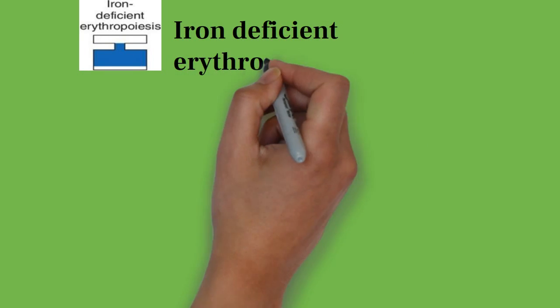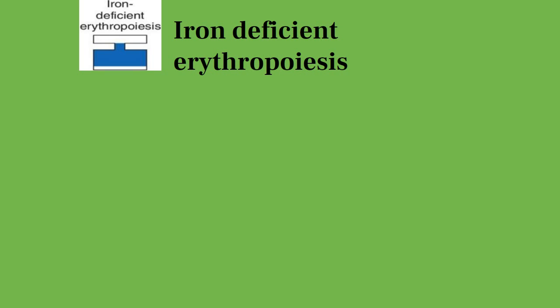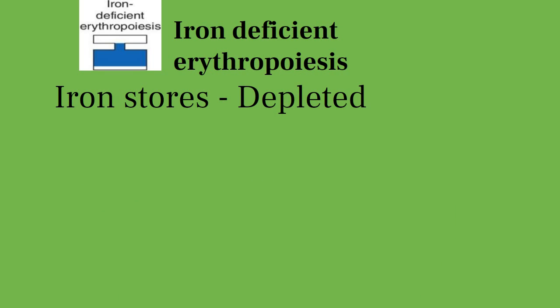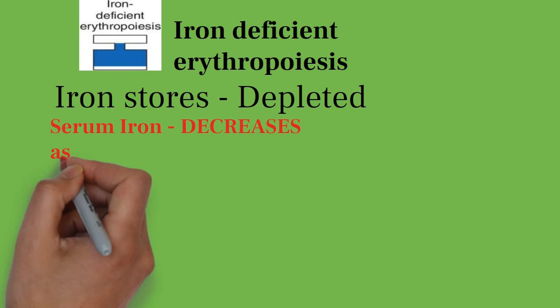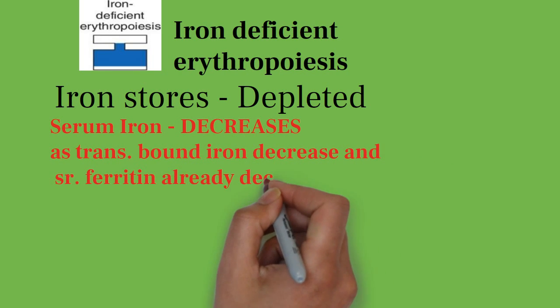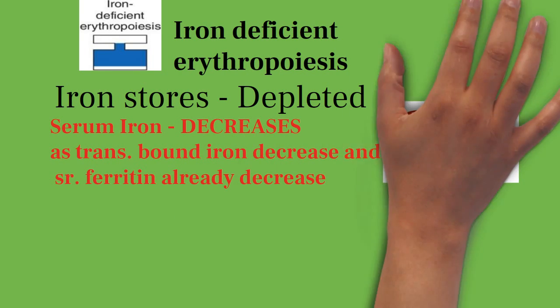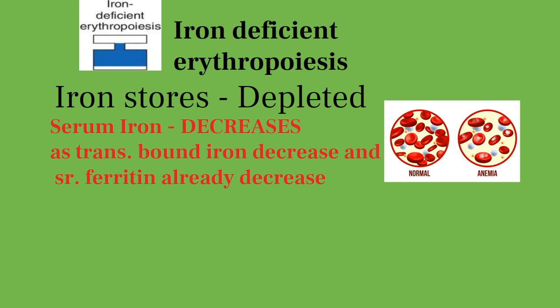Next stage is iron deficient erythropoiesis. So in this stage, all the body iron is depleted, and as the serum ferritin decreases, in turn the transferrin bound iron is also decreased. So what will happen is total serum iron is decreased.